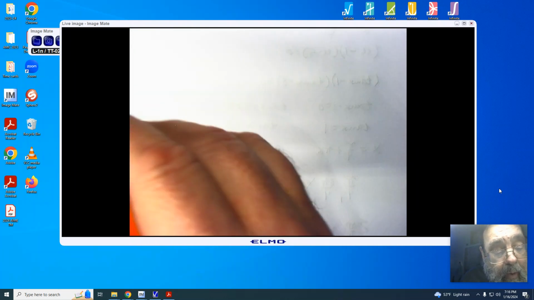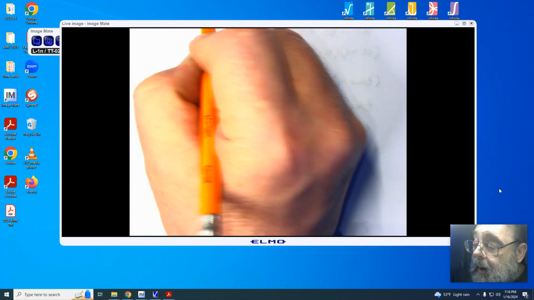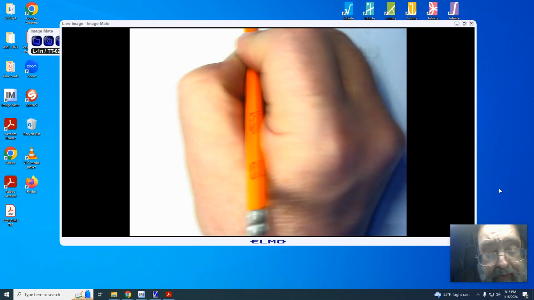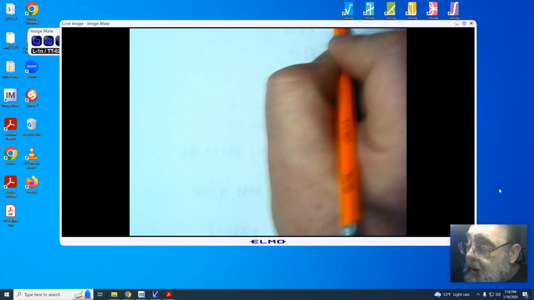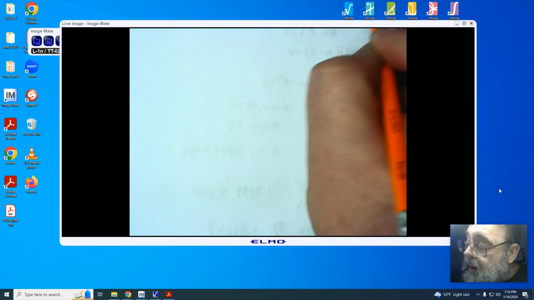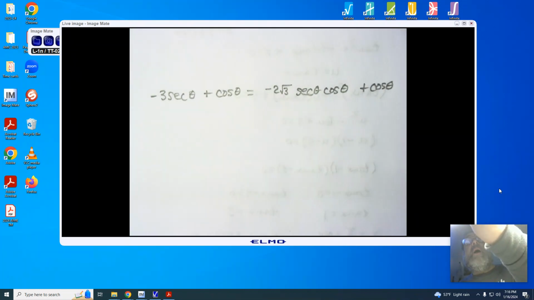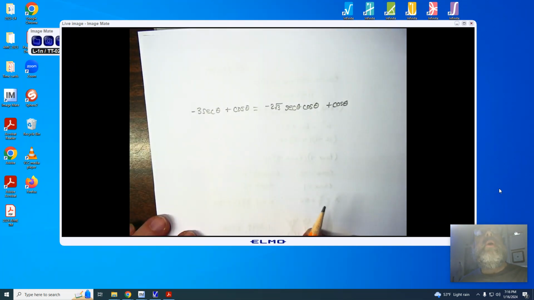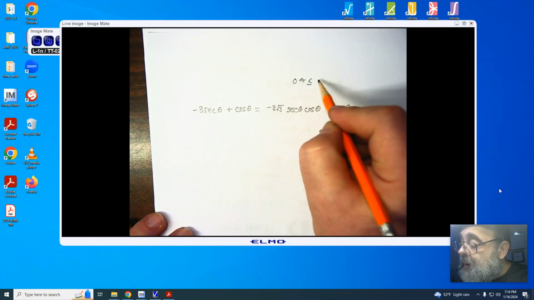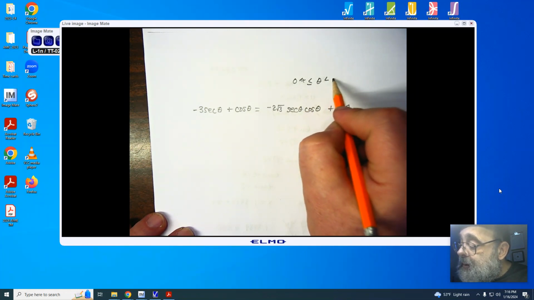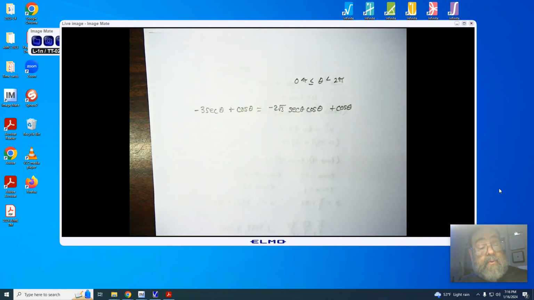So let's go ahead and work with -3 secant of theta plus cosine theta is equal to -2 root 3 secant theta cosine theta plus cosine theta. Now, my goal is to try to find the solution between 0 and 2 pi. So 0 is less than or equal to theta is less than 2 pi. And we're now ready to try to find our solution.